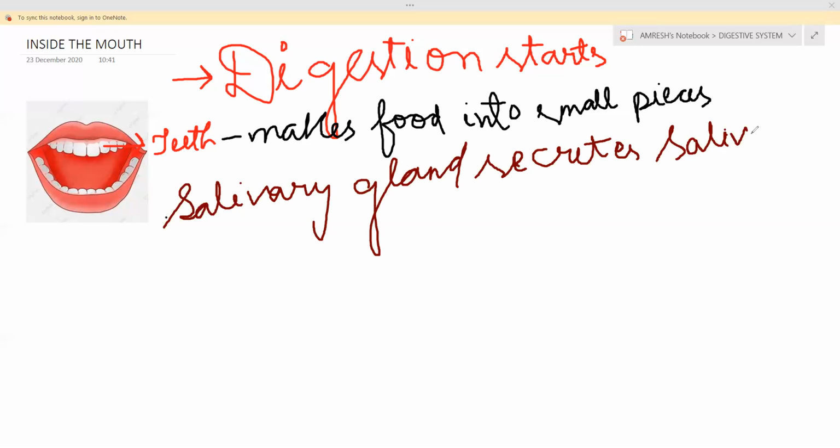And the food is made into a paste-like structure. It is a digestive juice that is secreted by the salivary gland. What does this saliva do? It softens the food.